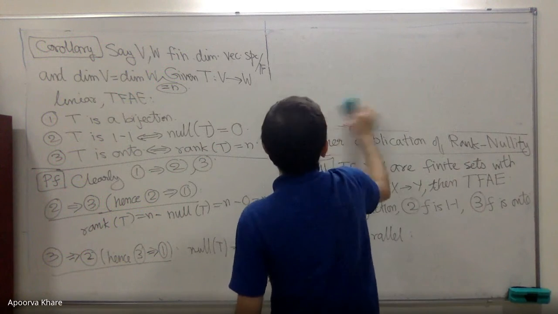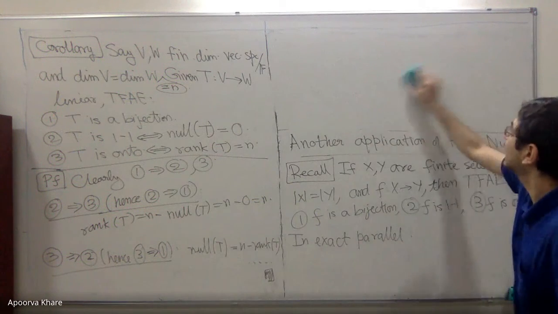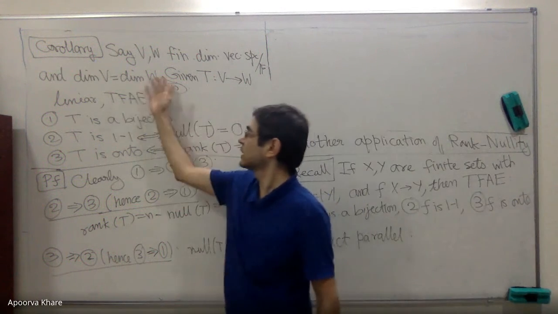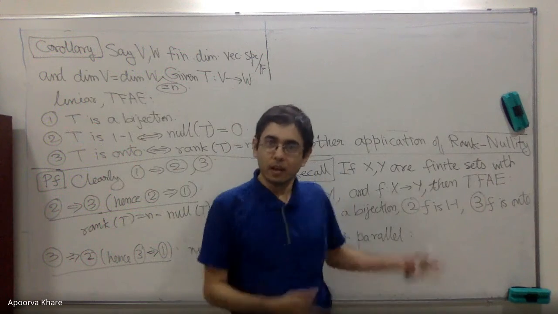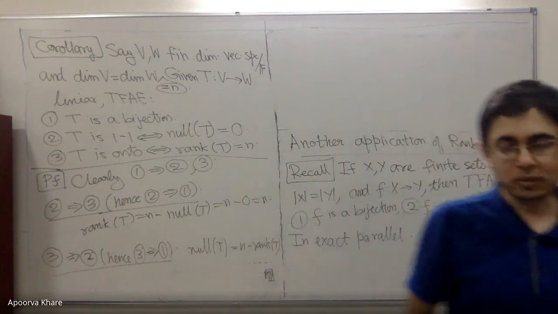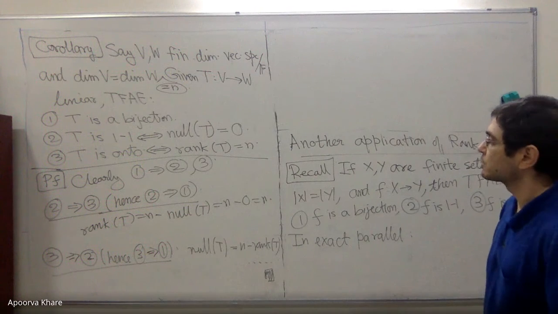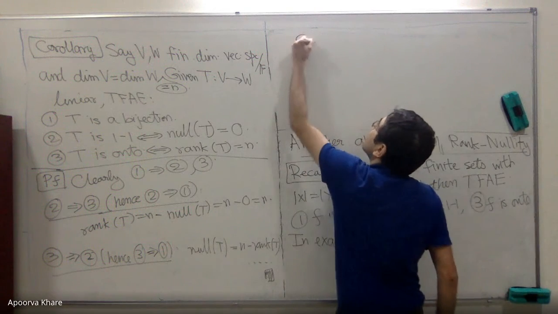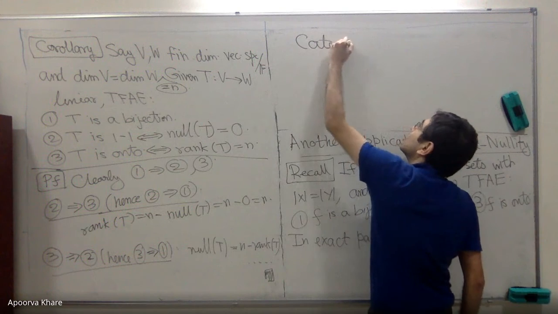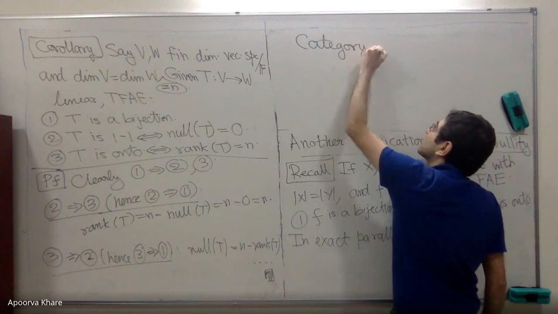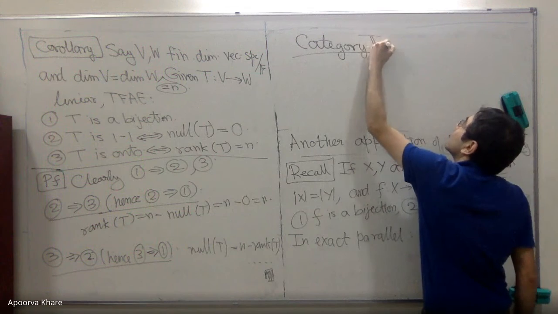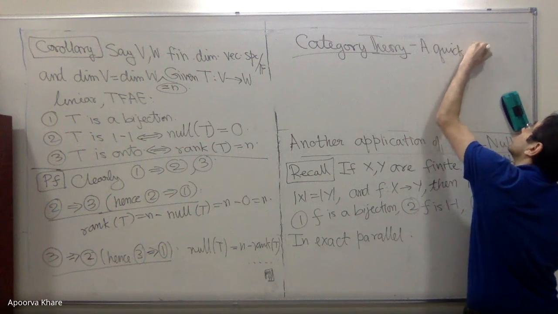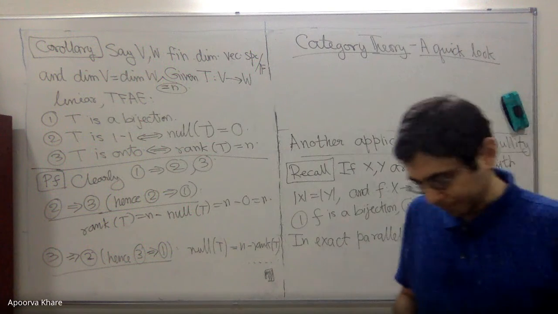The idea of studying different sets with maps between them that preserve the structure, like a vector space and a map preserving linearity, or finiteness, so this idea of a common structure and of maps preserving the structure is what is called category theory. So I'm going to give you a very, very quick introduction, a very quick look at category theory.